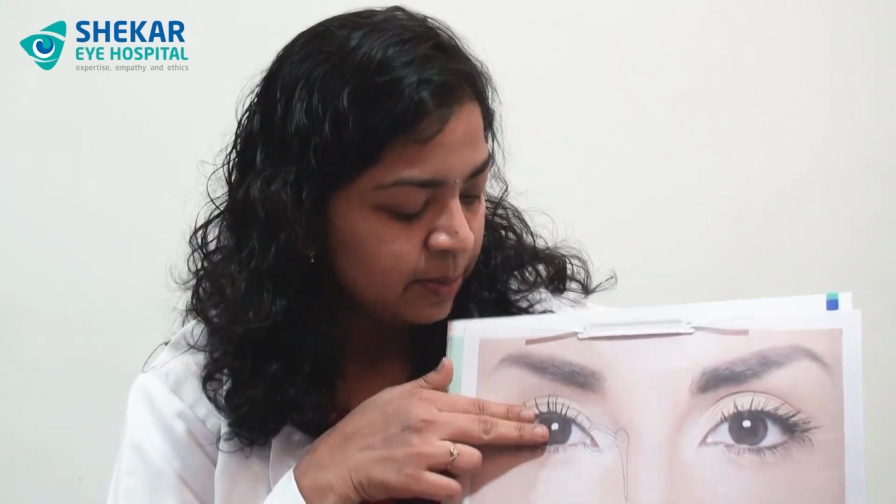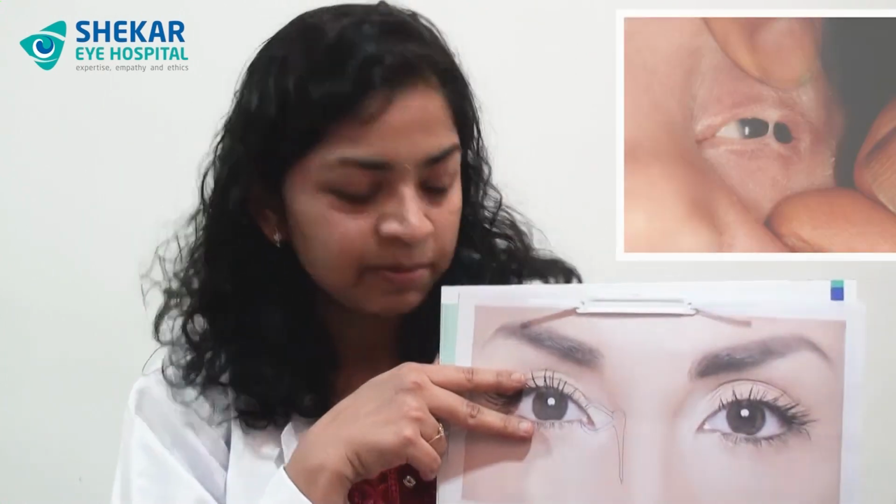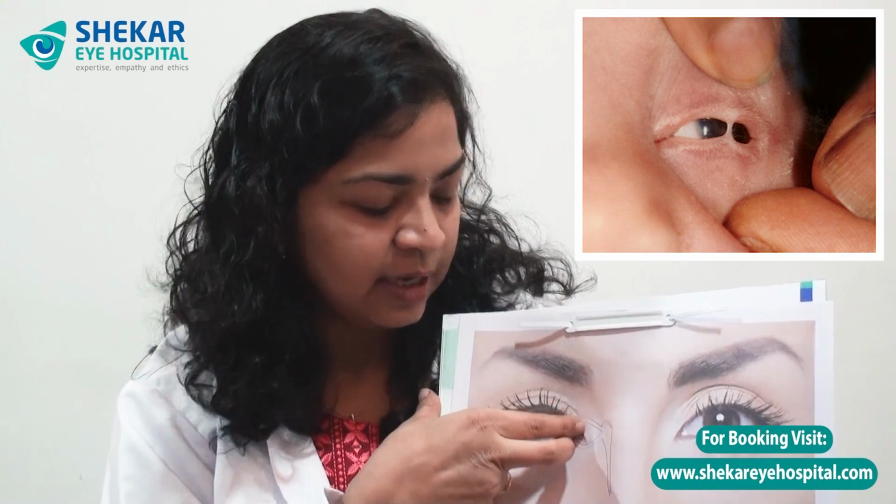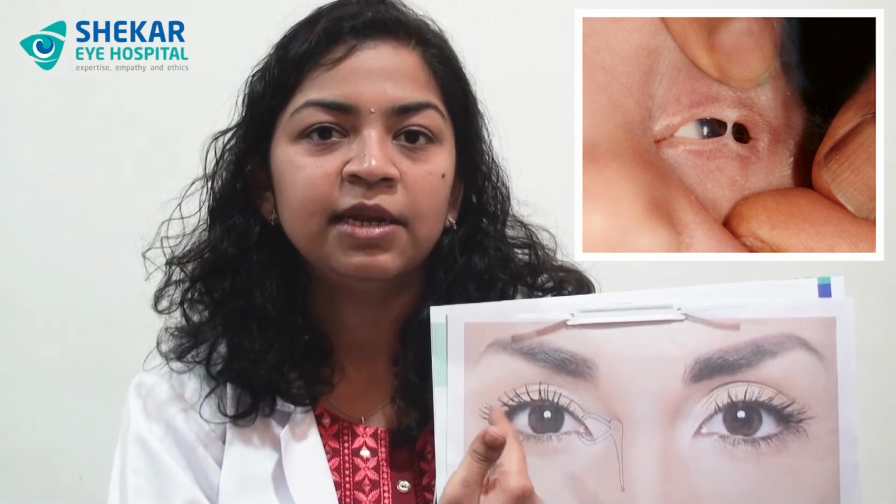Other than that, there could be improper separation of the eyelids during development, and hence there can be some sticking of the ends of the lids, making the child unable to open the eye properly.